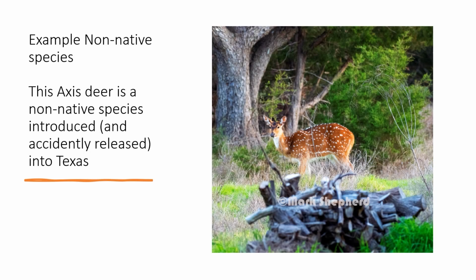Here's an example of a non-native species. This axis deer comes all the way from India and is a subtropical or tropical species. Originally brought here to be hunted, they have now escaped into the wild and are outcompeting some of our native whitetail and mule deer. Thus, their populations are increasing.